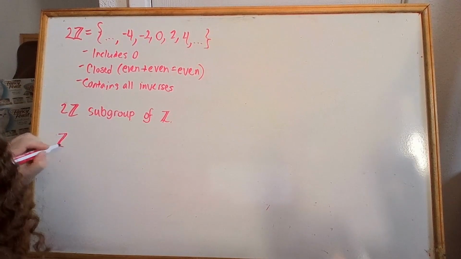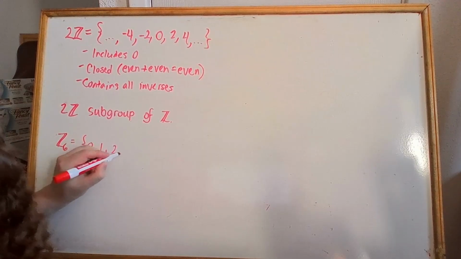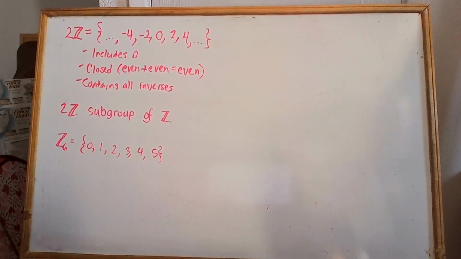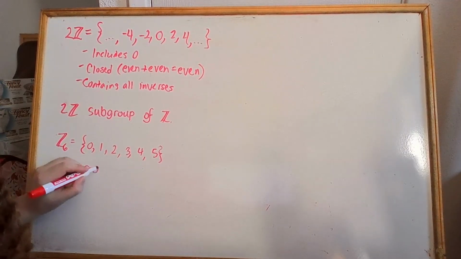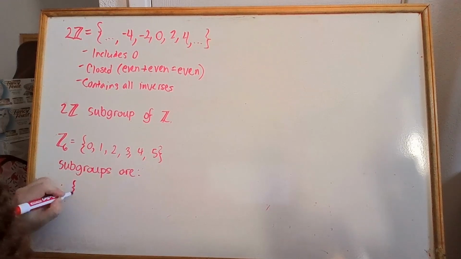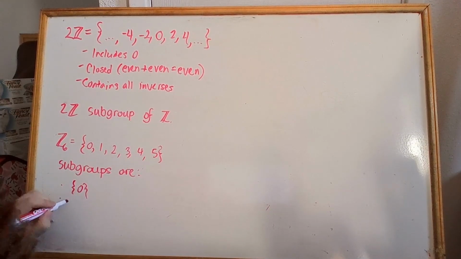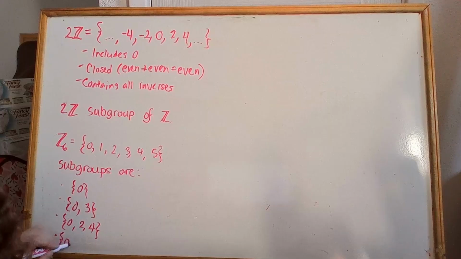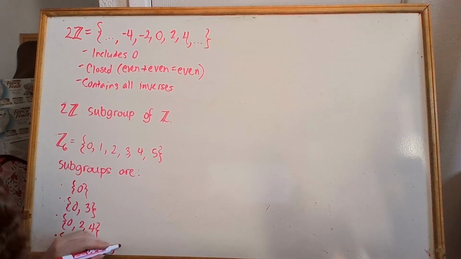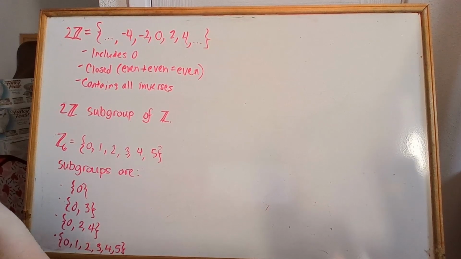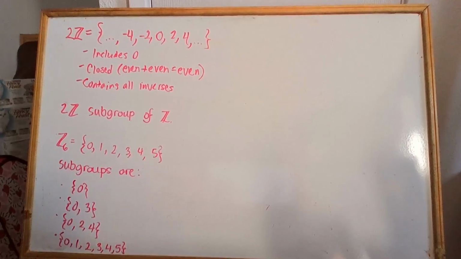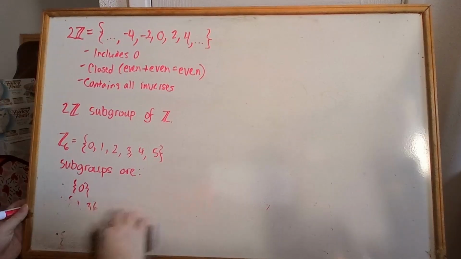Now look at Z6, which is the integers under addition modulo 6. This group has several subgroups. For example, {0}, the group with just the identity element, is a subgroup. We also have {0, 3}, because 0 plus 3 is 3, and then 3 plus 3 is 0. {0, 2, 4}, and the full group. Each of these is closed, contains the identity, and includes the necessary inverses. We'll explore visual ways of looking at this kind of structure in the next episode.